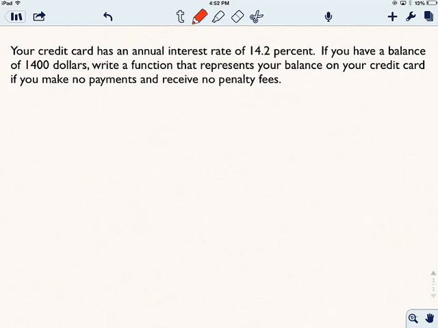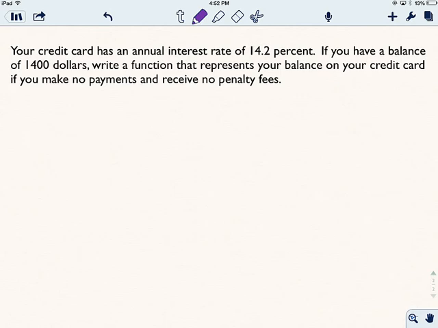Let's say you have a credit card that has an annual percentage rate of 14.2%. If you have a balance of $1,400, write a function that represents your balance on your credit card if you make no payments and receive no penalty fees. I'll write this in purple here. So the issue here is the following.